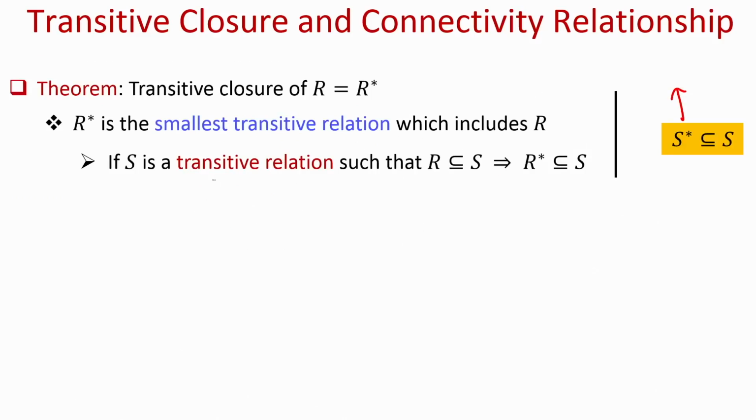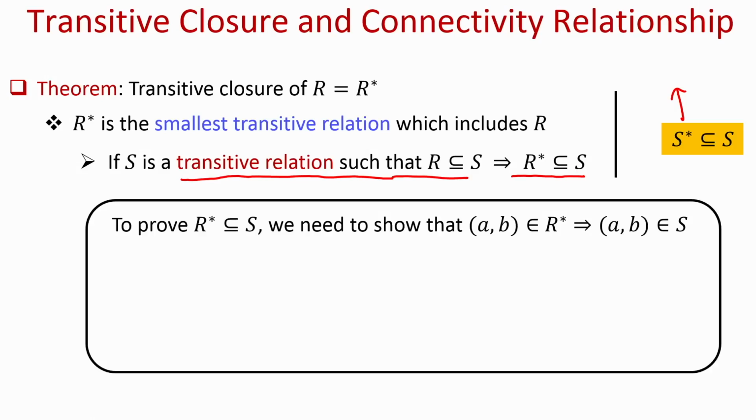Now, coming back to the statement that we want to prove, we want to prove that if you take any transitive relation which is an expansion of R, then the connectivity relation of R is going to be included in that expanded relation S. So, we have to prove this subset relationship. The definition of subset is that if you have any (a, b) present in R star, I have to show the same (a, b) is present in S as well, provided the hypothesis of this implication is true. So, I take an arbitrary (a, b) and assume it is present in R star.